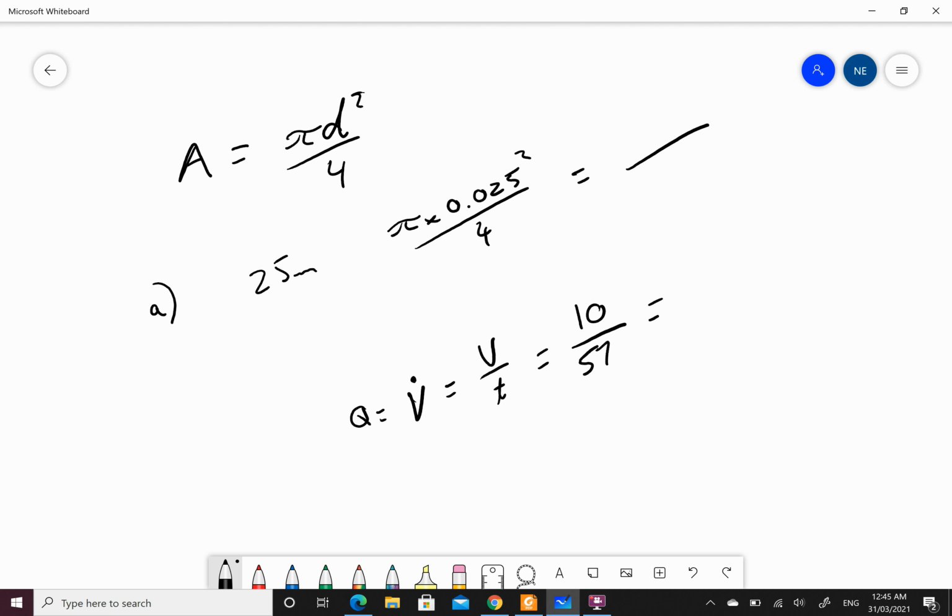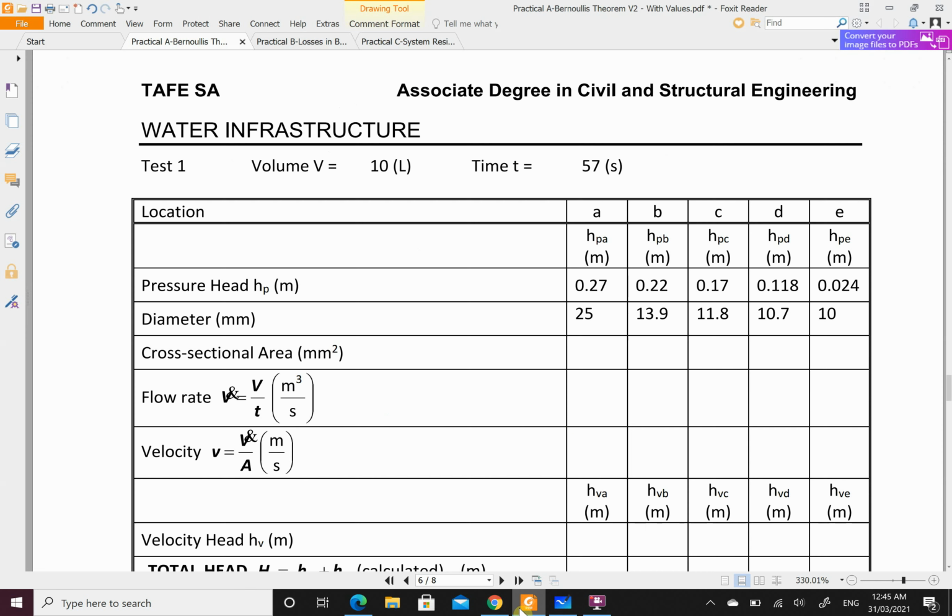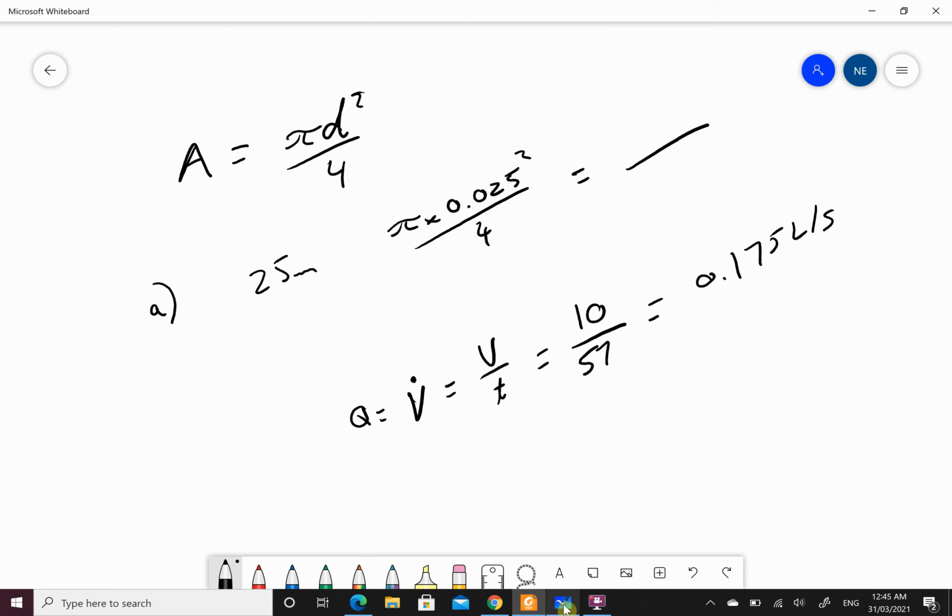Alright, divide the 2, what do we have? 10 divided by 57. 0.175 liters per second. Alright, convert it across to meters cubed. So times by 10 to the negative 3, and you should get that one going there.